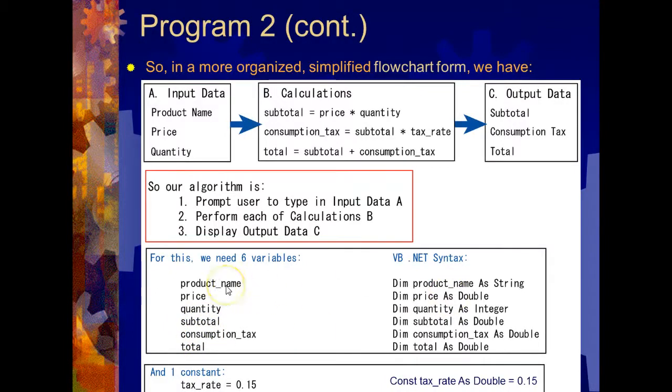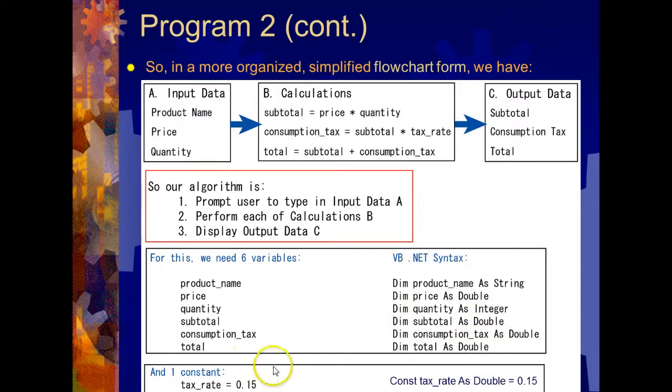So we want to declare each of these. This is a string, and I think this is the first time we saw a string declaration. This is how you declare a string. Dim, the variable name as string. This one is going to be a double. Dim, variable name as double. This one is going to be an integer. Dim, the variable name as integer. This is a double, this is a double, and this is a double. So we do dim as double, as double, as double.